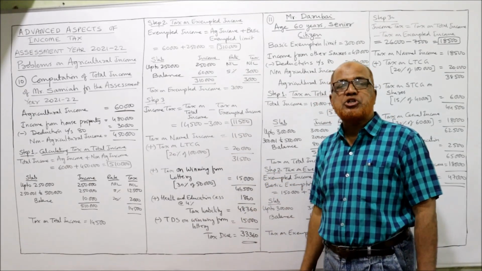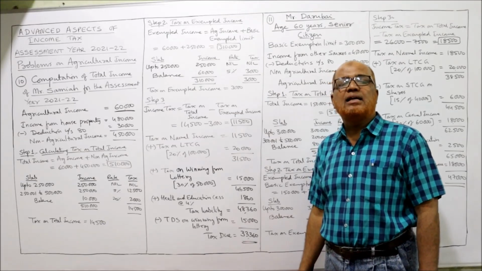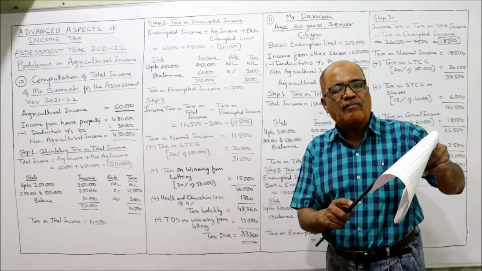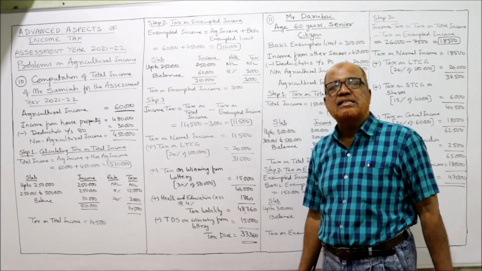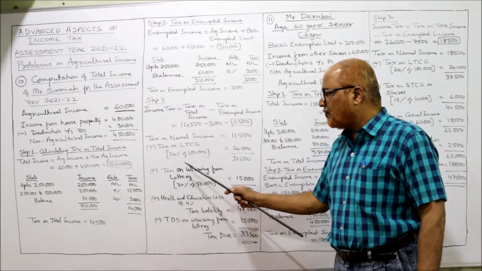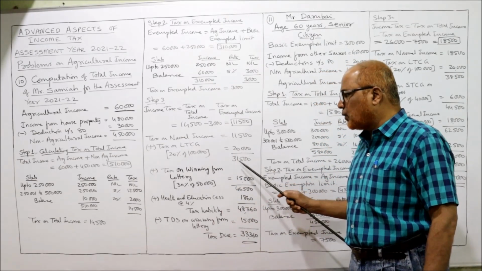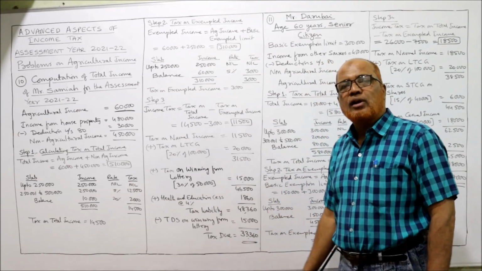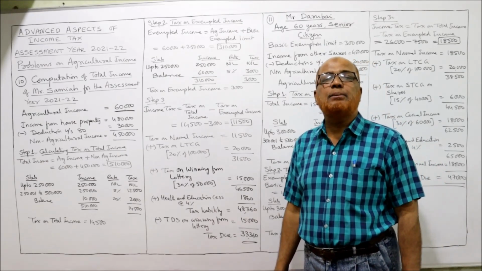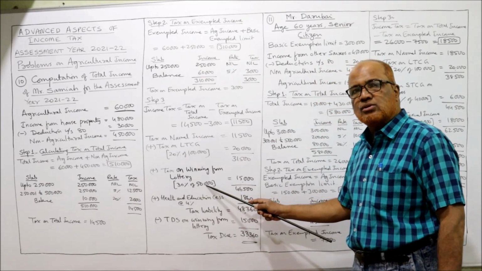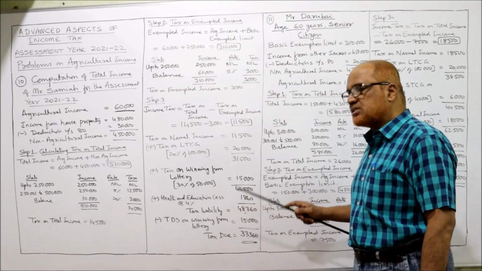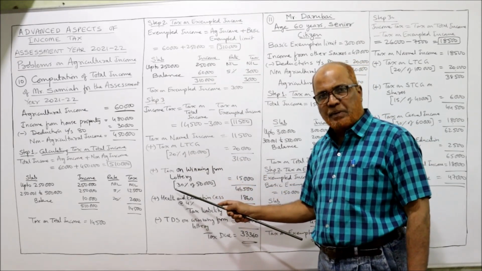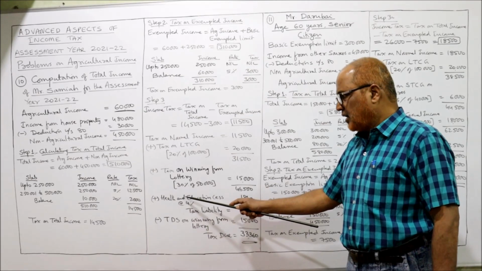To this we add special incomes. The special incomes are LTCG, long-term capital gain, 20%. In the problem it is given 1 lakh rupees LTCG. So 20% of 1 lakh, 20,000. Add up 20,000. Then special income is the casual income, winning from lottery. The rate of tax is 30%. So 30% of 50,000, 15,000. Add up, 46,500. So we have added the normal income, special income LTCG, and special income casual income. Now 46,500.